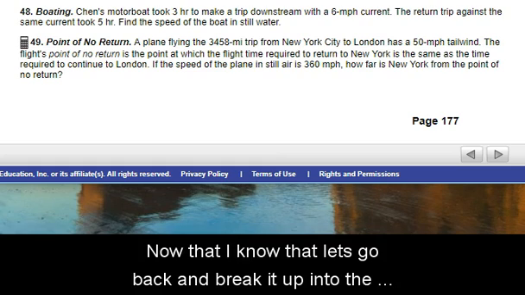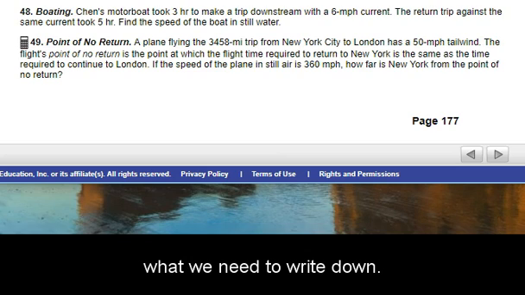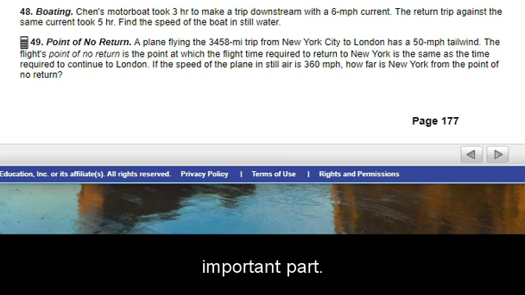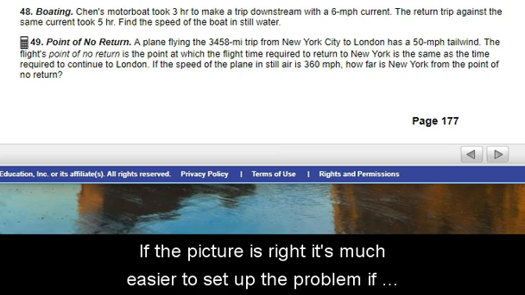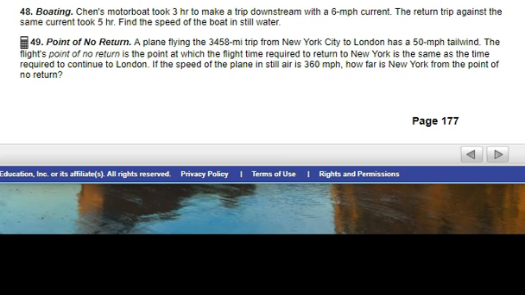problem. Now that I know that, let's go back and break it up into the parts of speech about every 2 to 3 words and see what we need to write down. When you're doing a word problem, the picture is really the most important part. If the picture is right, it's much easier to set up the problem. If the picture is wrong, then the problem will almost certainly be solved wrongly.